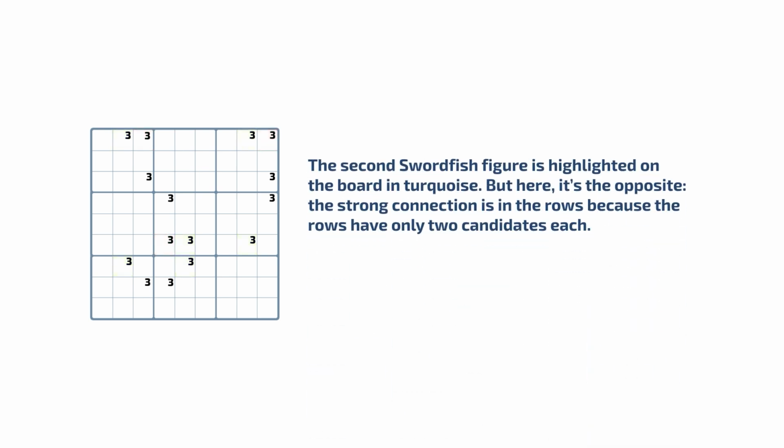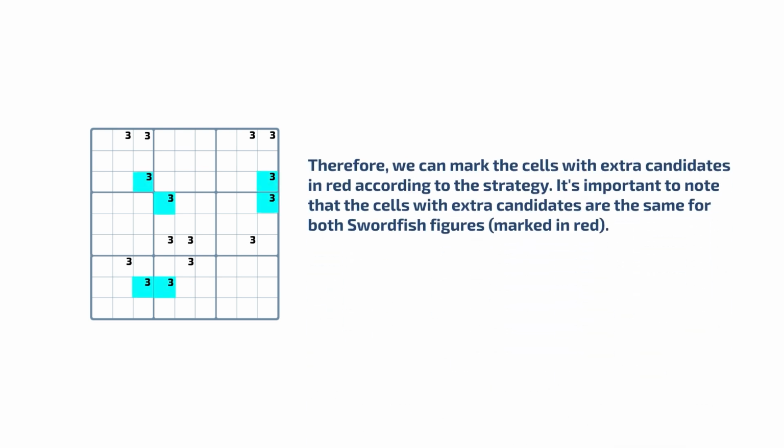The second swordfish figure is highlighted on the board in turquoise. But here, it's the opposite. The strong connection is in the rows because the rows have only 2 candidates each. Therefore, we can mark the cells with extra candidates in red according to the strategy. It's important to note that the cells with extra candidates are the same for both swordfish figures, marked in red.